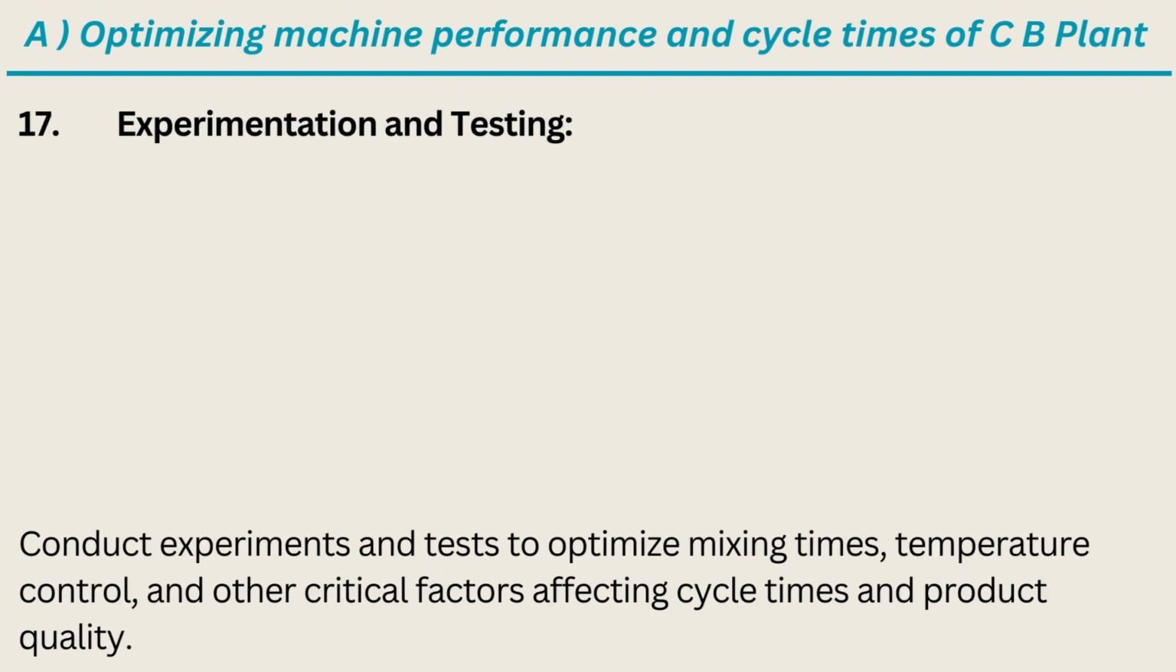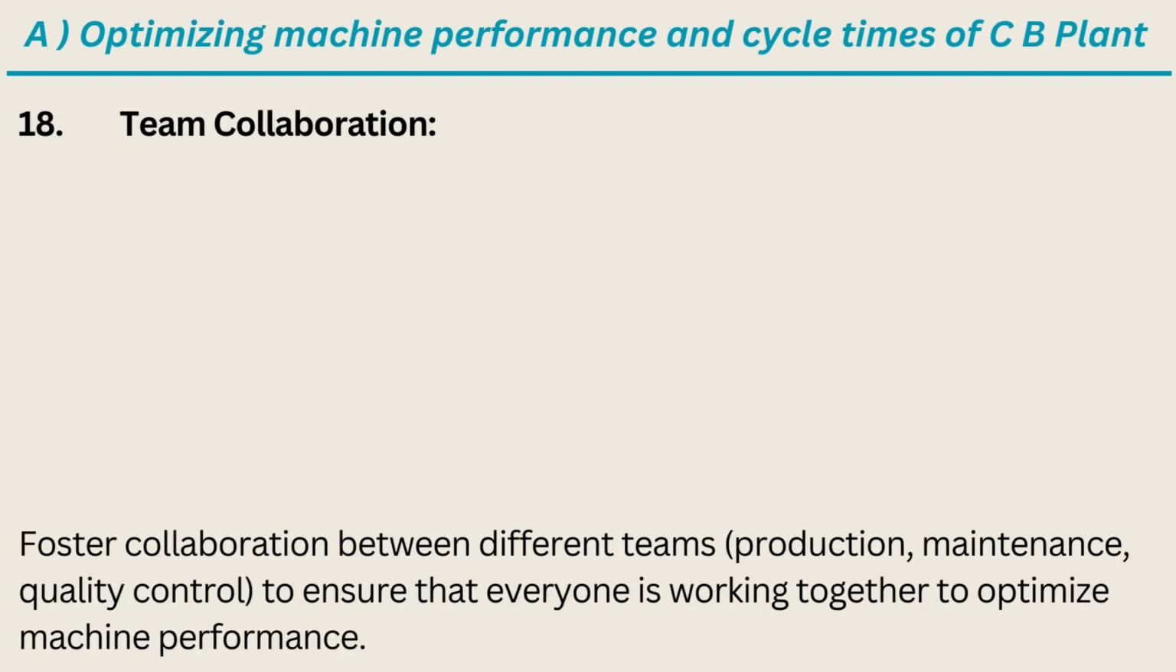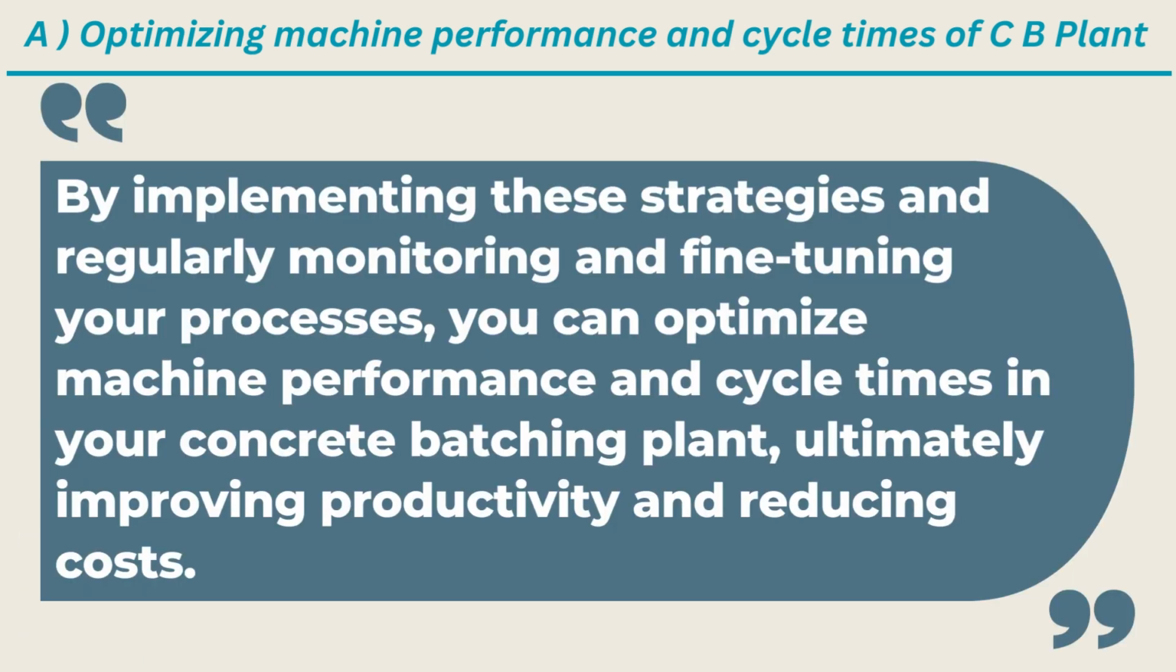17. Experimentation and testing. Conduct experiments and tests to optimize mixing times, temperature control, and other critical factors affecting cycle times and product quality. 18. Team collaboration. Foster collaboration between different teams, production, maintenance, quality control, to ensure that everyone is working together to optimize machine performance. By implementing these strategies and regularly monitoring and fine-tuning your processes, you can optimize machine performance and cycle times in your concrete batching plant, ultimately improving productivity and reducing costs.